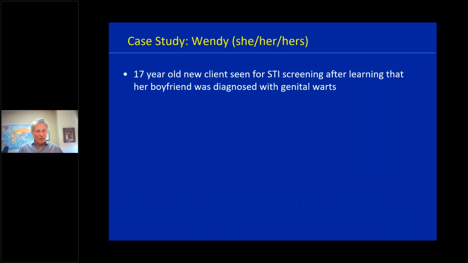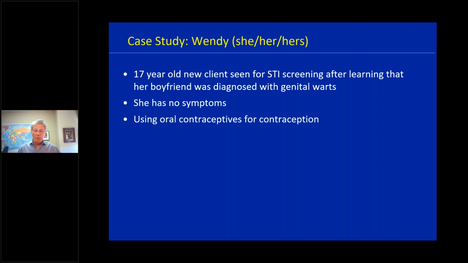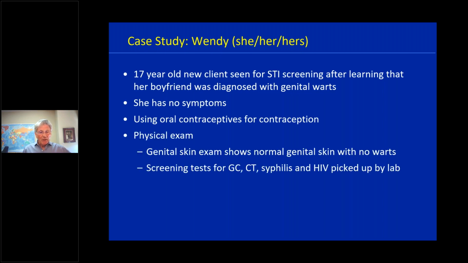Okay, let's take our second case. This is Wendy. Wendy's a 17-year-old new client who's seen for STI screening after learning that her boyfriend was diagnosed with genital warts. She has no symptoms. She's using oral contraceptives as the birth control method. On physical exam, a look at her vulva and perineal area showed normal skin. She didn't have any warts herself. But because of her concern about STD exposure, she had a gonorrhea and chlamydia test sent from a vaginal sample.